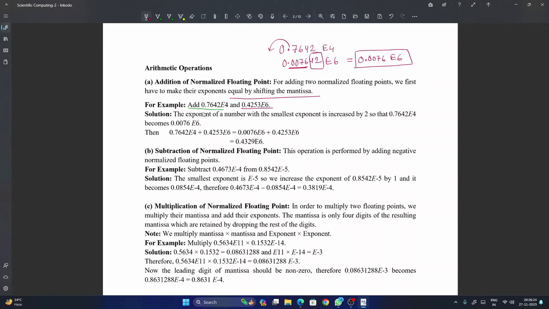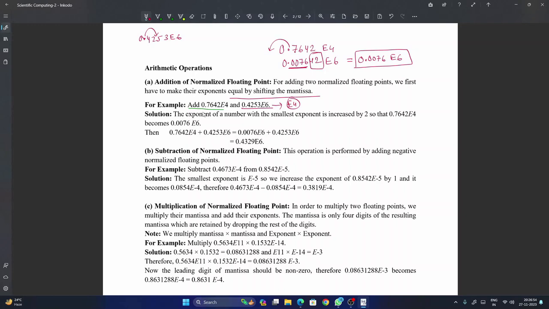What happens if you make it e4? This question may arise in your mind, because in that case the digits 4 and 2 will not be truncated. But the problem is, whenever you make it e4, you have 0.4253 e6, and whenever you shift the point from here to here, then it will be e4.